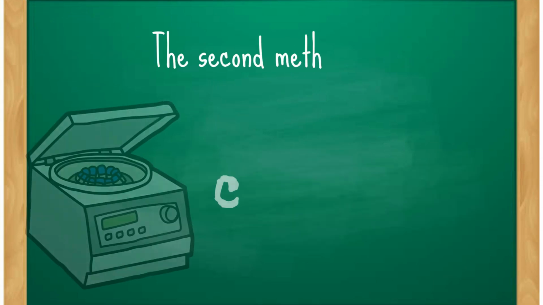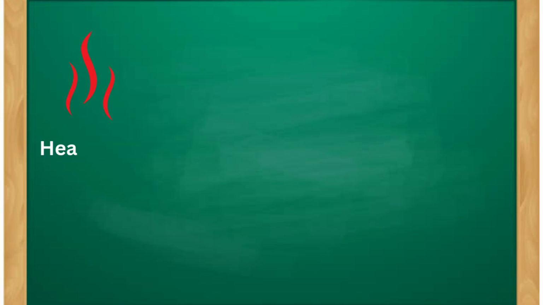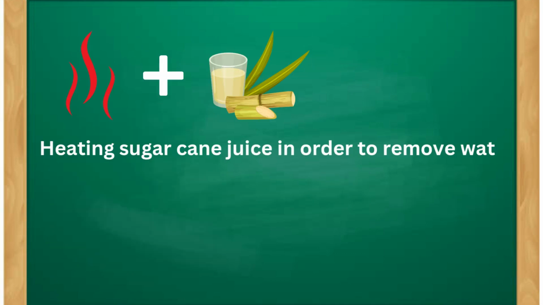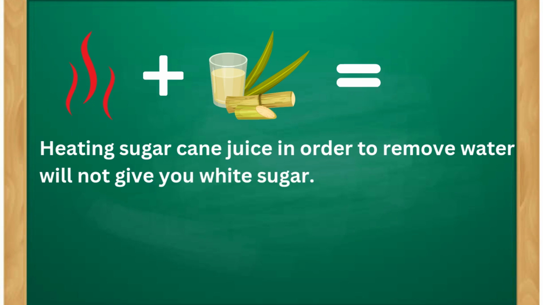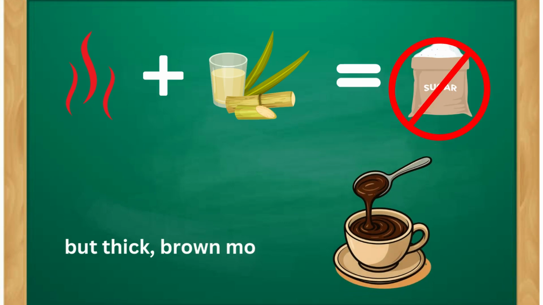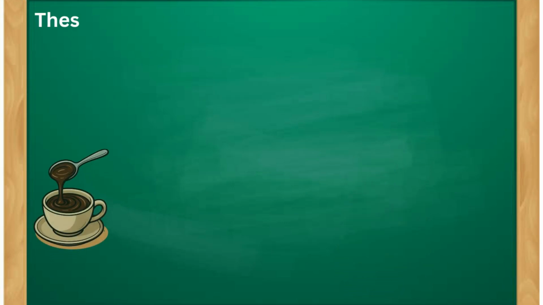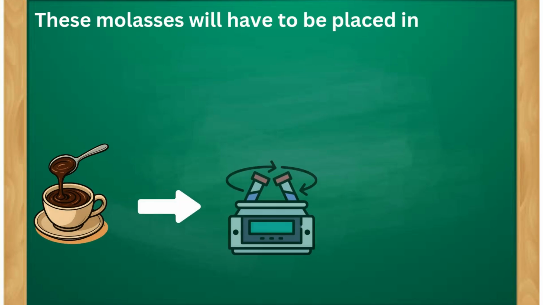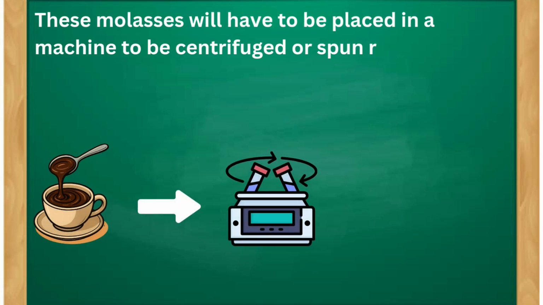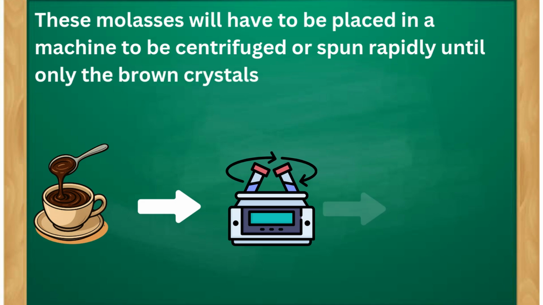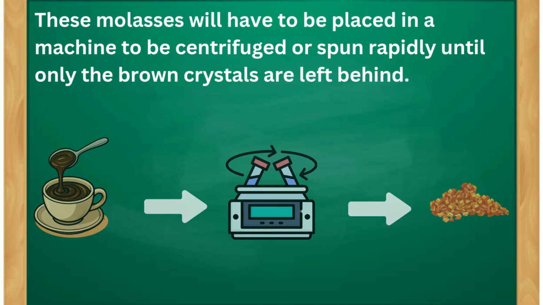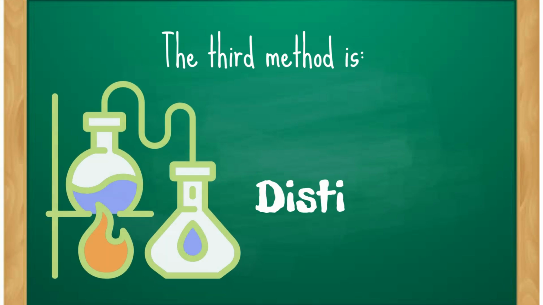The second method is centrifugation. Heating sugarcane juice in order to remove water does not give you white sugar, but thick brown molasses. These molasses will have to be placed in a machine to be centrifuged or spun rapidly until only the brown crystals are left behind. The third method is distillation.